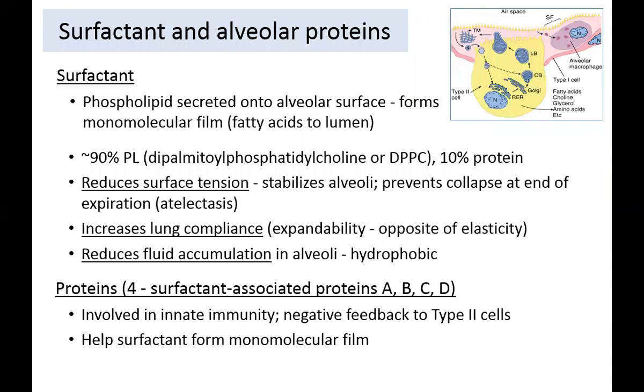What's the goal of surfactant? It helps reduce the surface tension in the alveoli, so they are easier to expand. It stabilizes them, and it helps hold them open at the end of expiration. It increases lung compliance, so it's expandability. It makes the lungs easier to expand, which is the opposite of elasticity. The elasticity wants to collapse the lungs.